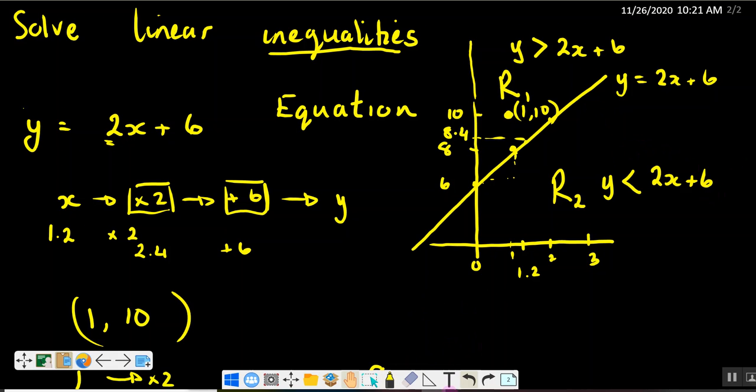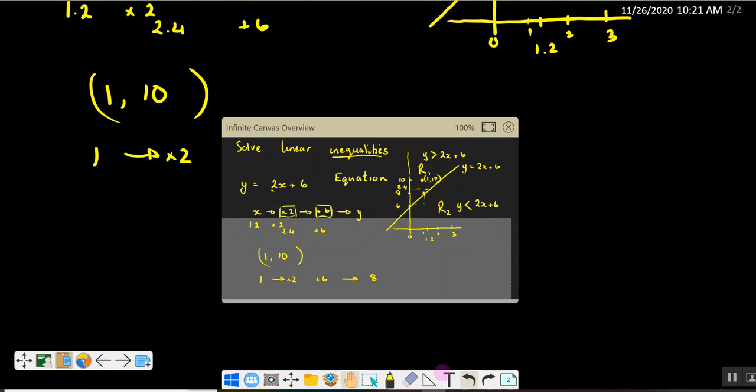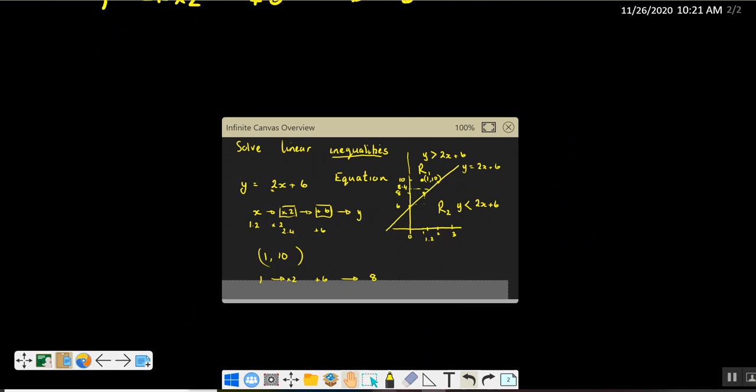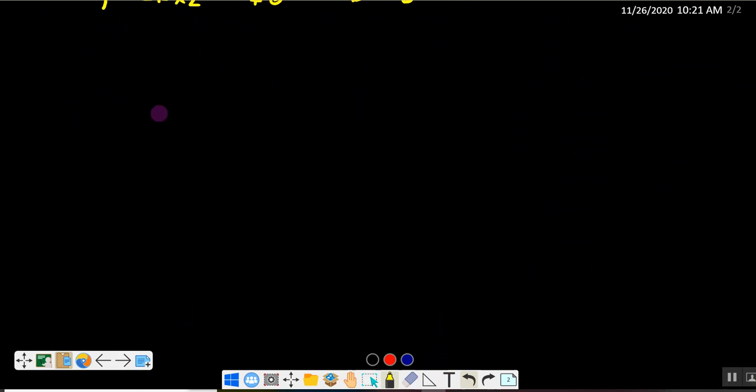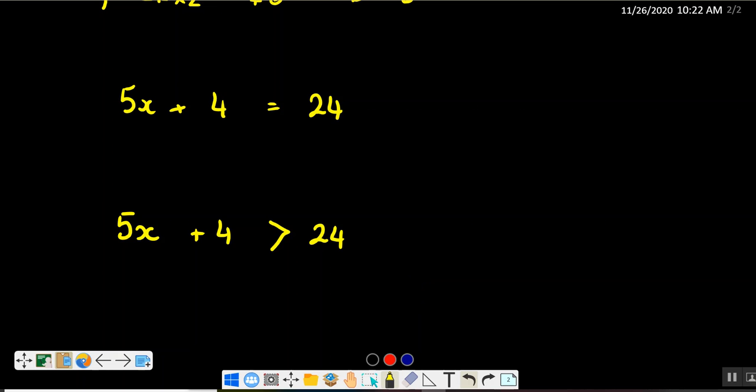So let's have a look at a situation. We've been looking at equations such as 5x plus 4 is equal to 24. I could write an inequality, which would be, well, what about where 5x plus 4 is greater than 24?